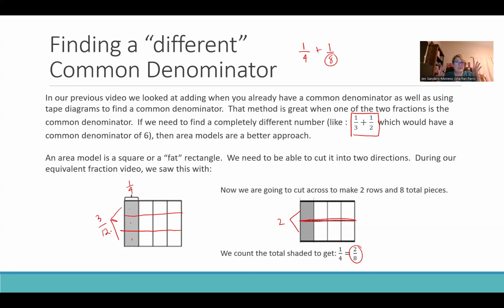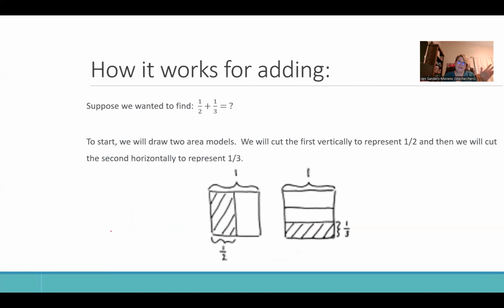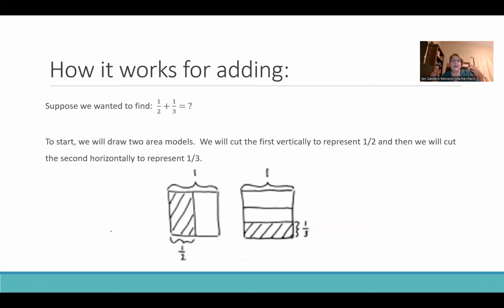Okay, so how are we going to use this for adding fractions? How this works for adding fractions is that we're going to make 2 area models, each one representing each fraction. So I need an area model for 1/2, and I need an area model for 1/3. It doesn't matter which one I draw first, a half or a third, because addition is commutative, but we'll probably just get in the habit of the first fraction being the first area model and the second fraction being the second area model.